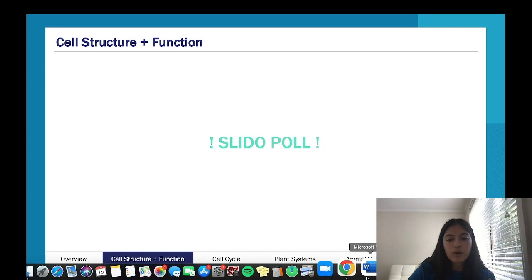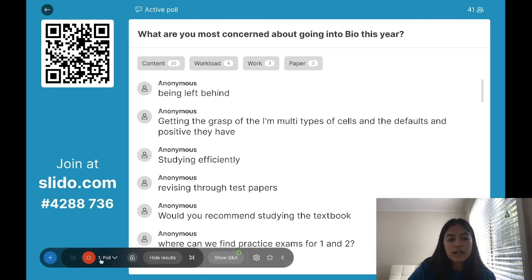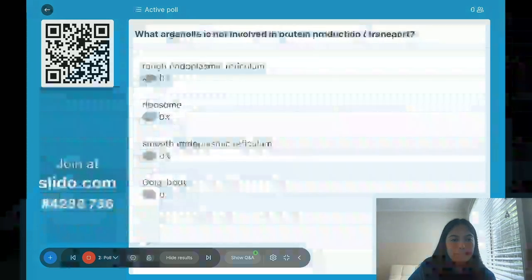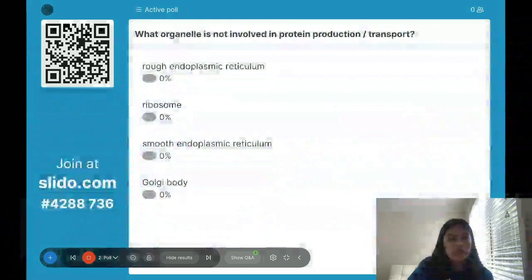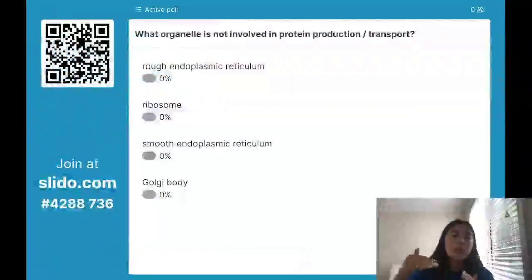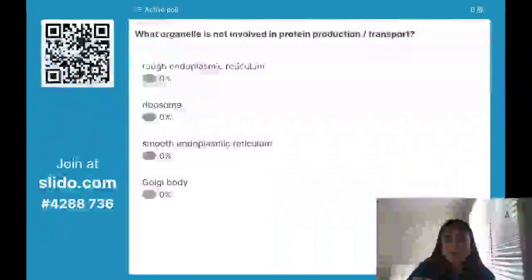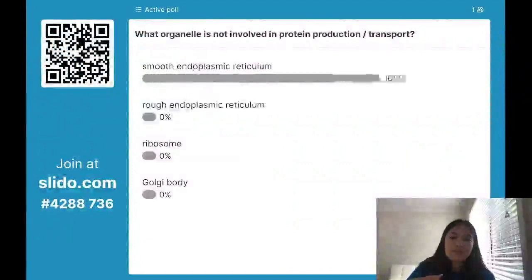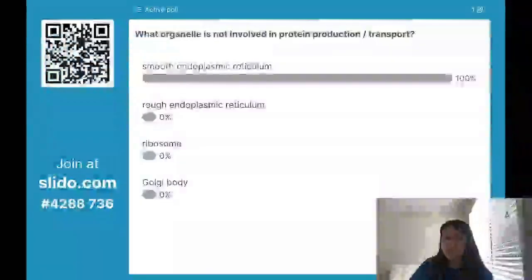Okay, a Slido poll on our organelles now. So what organelle is not involved in protein production / transport? So we've just got a couple of polls kind of scattered throughout the lecture. They're hopefully not too intense in terms of content to remember. So what organelle is not involved in protein production?